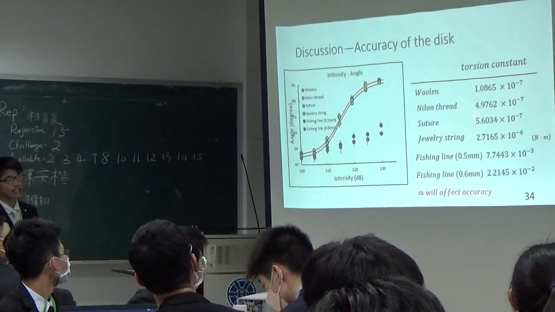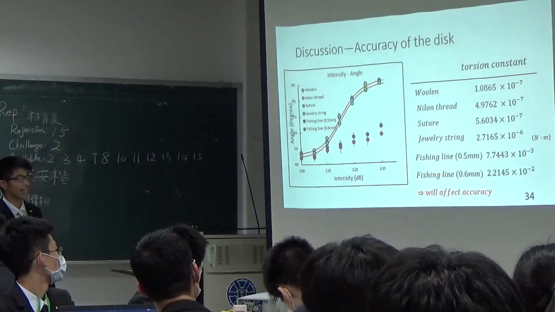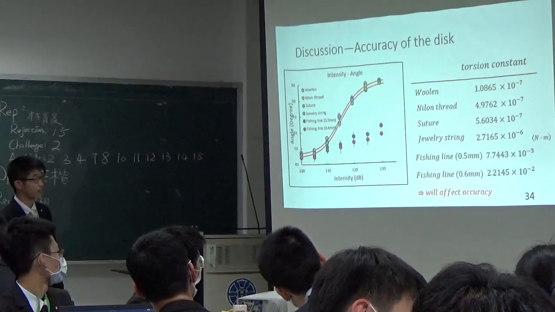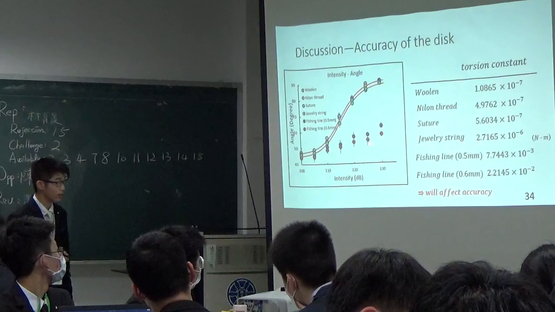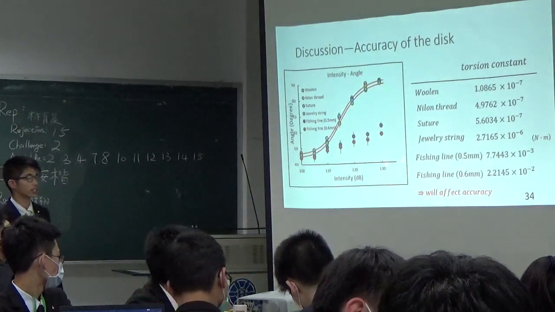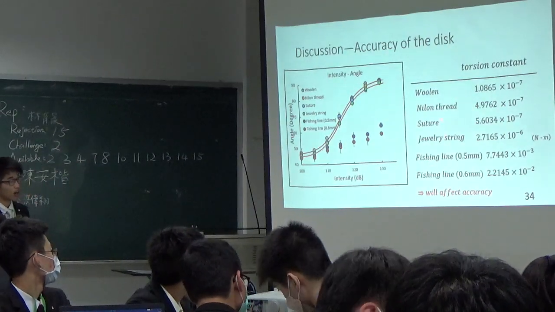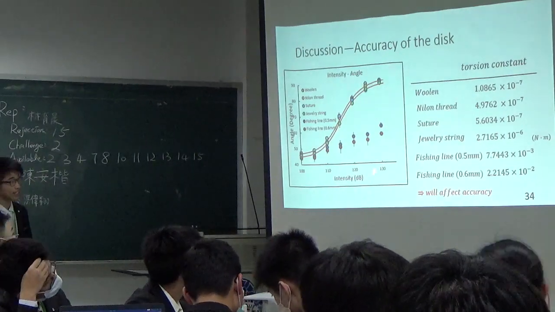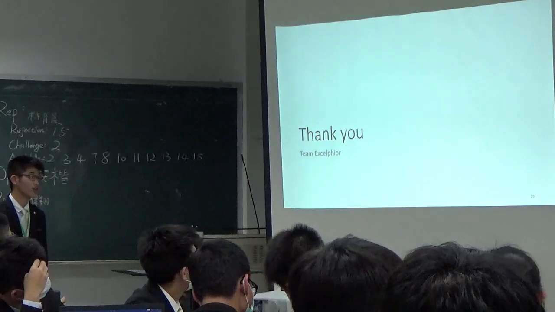And in the experiment on the torsion constant, we observe that when the torsion constant is bigger, the deviation between the theoretical value and the experimental data will increase. So it will affect the accuracy of this device, and this device cannot detect the sound intensity. And this is the end of my report. Thank you.